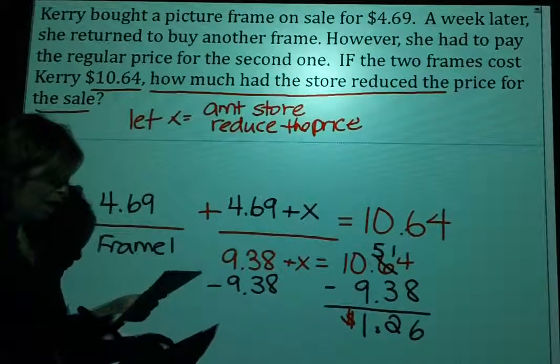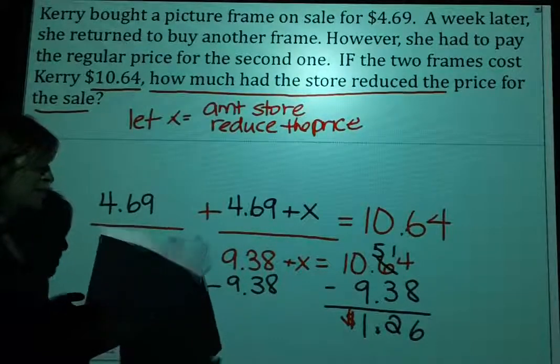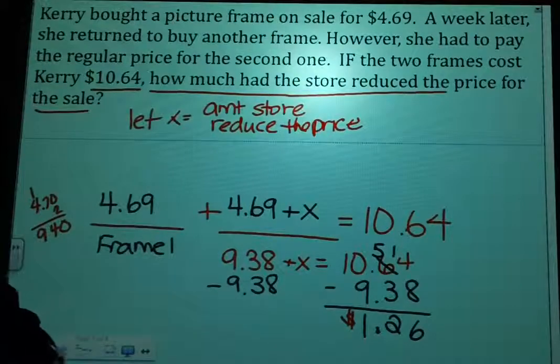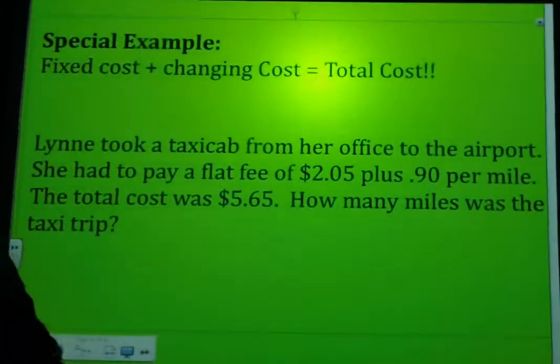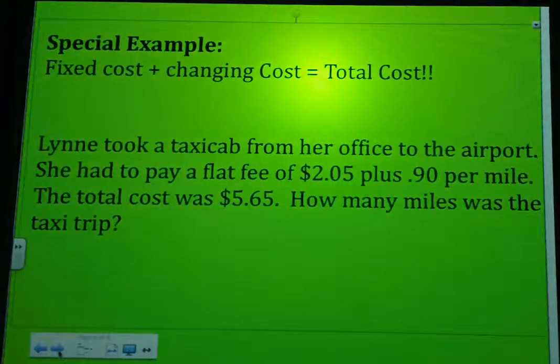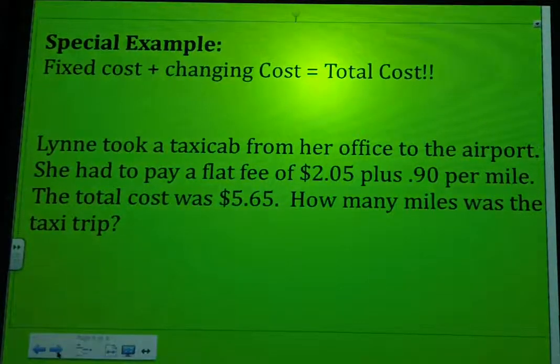Okay. All right, so I'm going to have you jump to the next page. Okay, jump to the next page, and I will go back. I want us to go to the problem that says special example. And let me just check how I'm doing on time with you today.